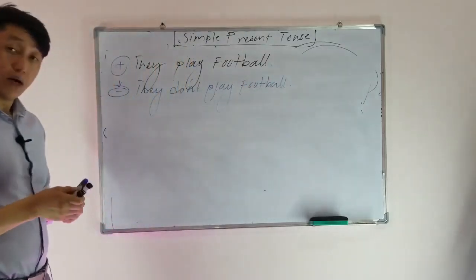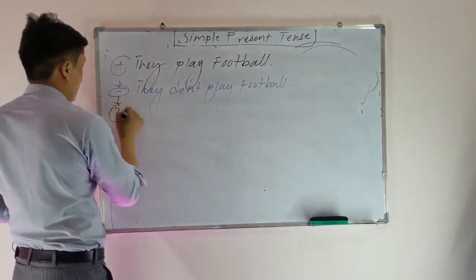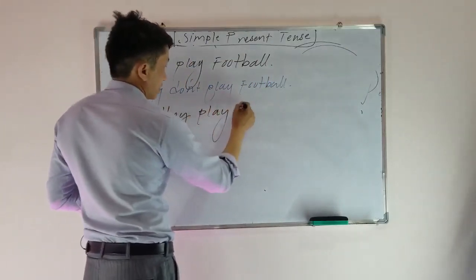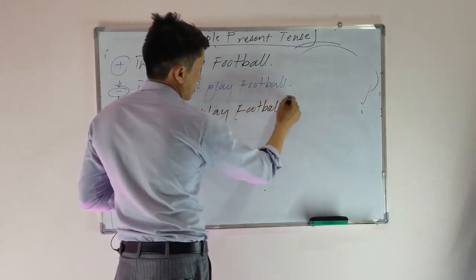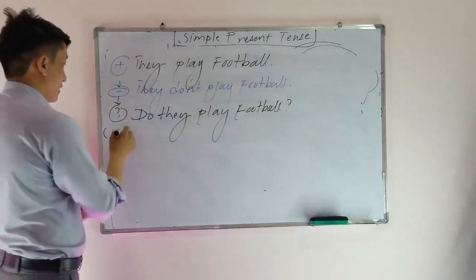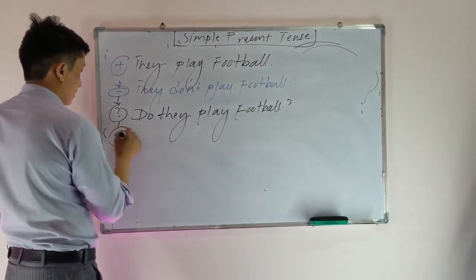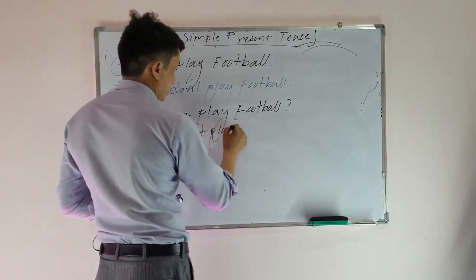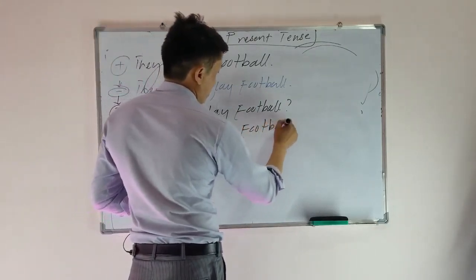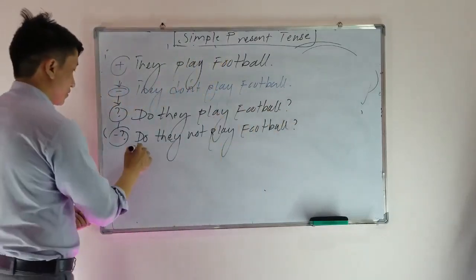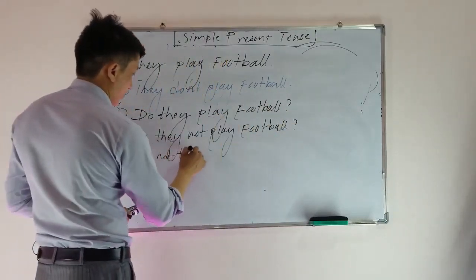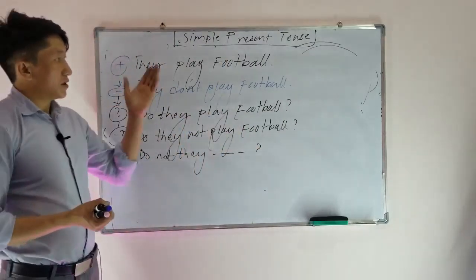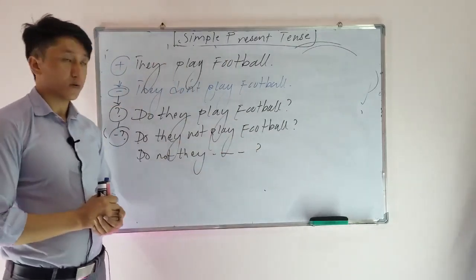So how can I change it to a question? For the question form, I have to say, do they play football? That's how we change it to a question. For the negative interrogative, we say, do they not play football? And also the last form, we can say, do not they play football? So this is how we can change them to negative and question forms.